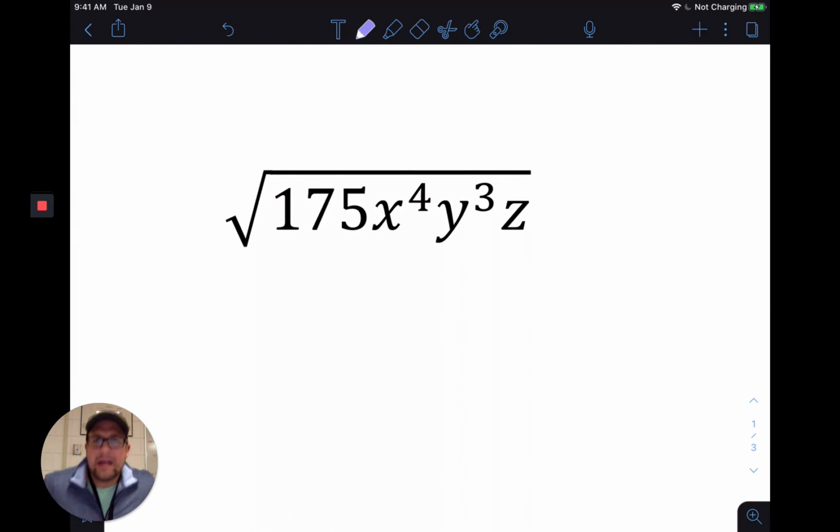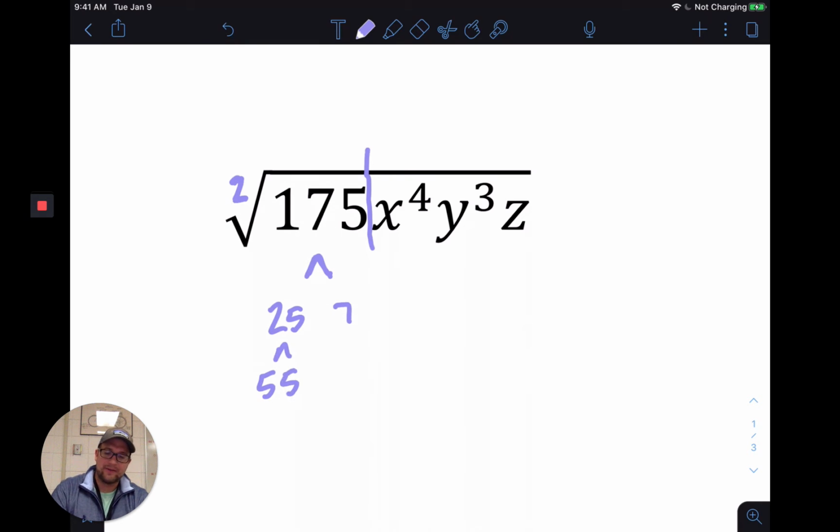Now, looking at this particular one, we see that we have variables inside. Again, there is no index indicated to us, so we know that must be a 2 sitting there. That's telling us we're looking for pairs of things to pull out. The way we're going to start is by looking at that 175, and let's break that down. So 175 is 25 and 7. And 25 is just 5 and 5, and 7 can't be broken down anymore.